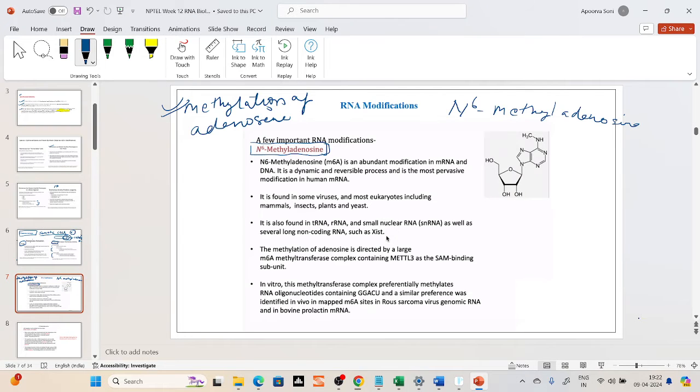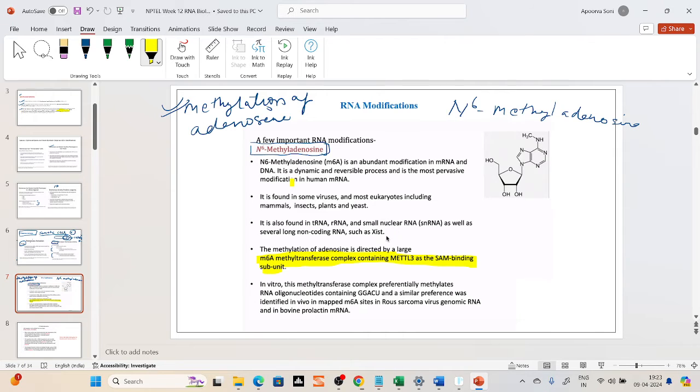This modification is nothing but the methylation of adenosine. The methylation of adenosine is directed by a large m6A methyltransferase complex. So you just need to understand that one of the important RNA modifications that happens is N6-methyladenosine, that means the methylation of adenosines. This methylation is done with the help of the enzyme m6A methyltransferase complex, which contains METTL3 as the SAM-binding subunit.